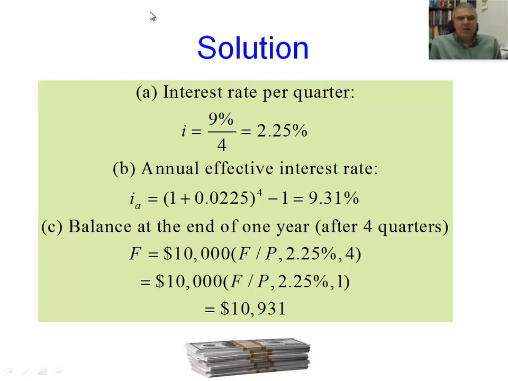The interest rate is per quarter. So right away we divide that by 4. 9% is 0.09, divided by 4 is 2.25%, or 0.0225. The annual effective interest rate in that case would be, according to the formula that I just introduced for i sub a, (1 + 0.0225)^4 - 1, which is 9.31%. Would you believe that before you took this class?